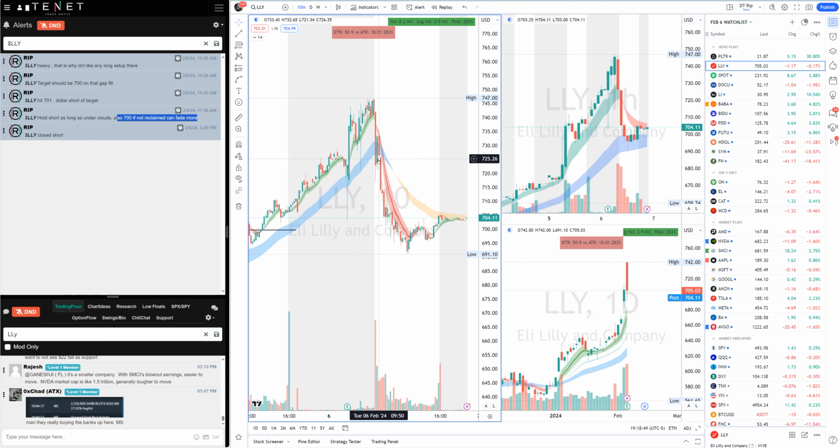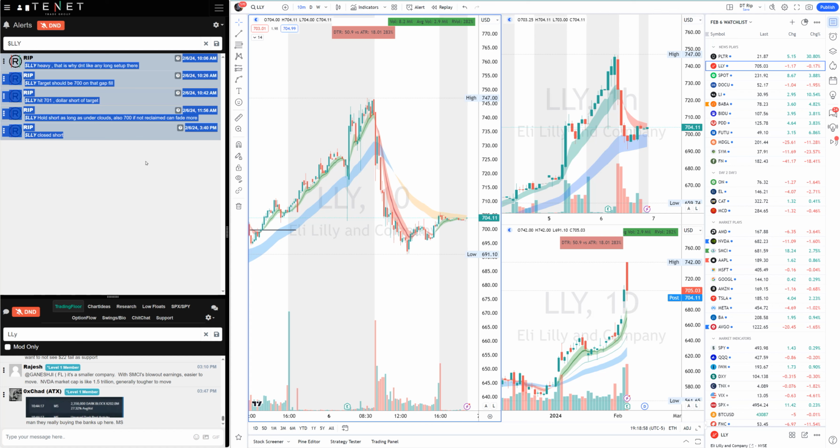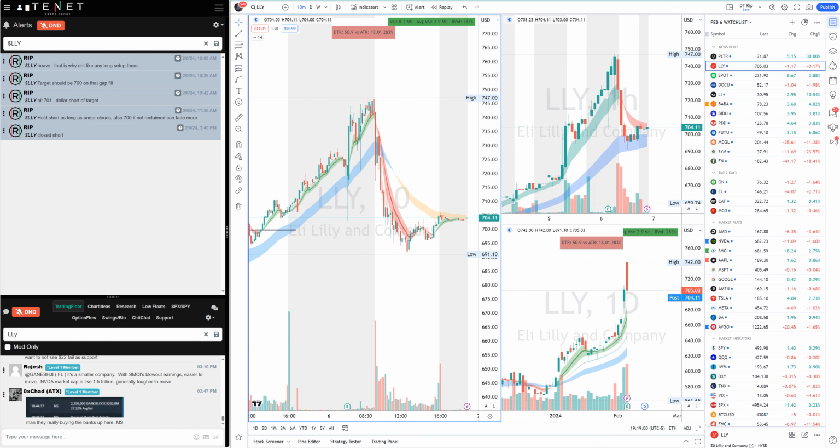So even if you took the 34 cloud fade, it went from 725s all the way to 691. Even from 700, it gave you $9 short. Look at my comments here, right? So Lilly was an easy trade, defined risk: high of the day or pre-market highs, shorted, hold it all day, under 700 psychological level, more fade, stress-free.